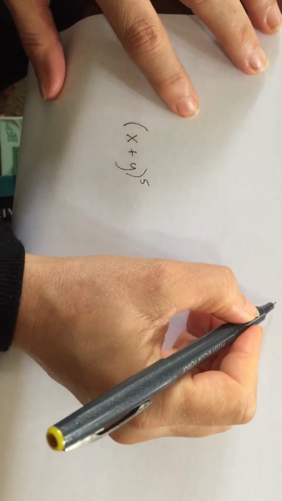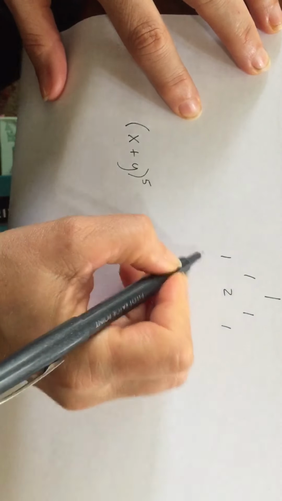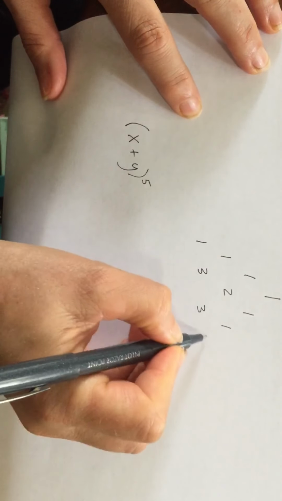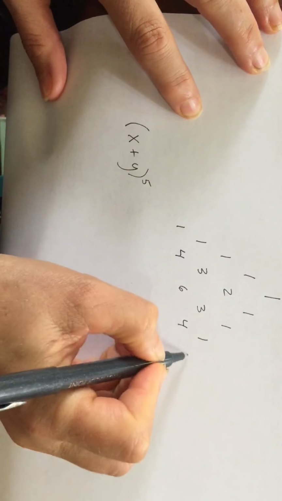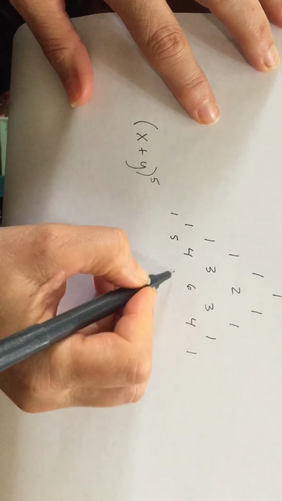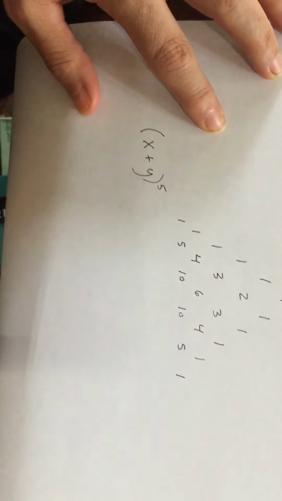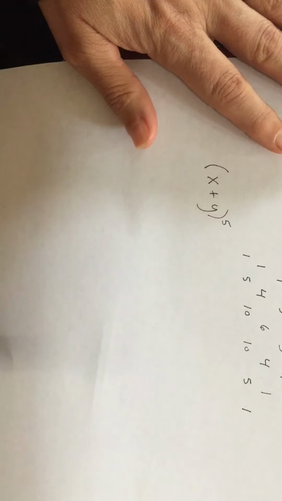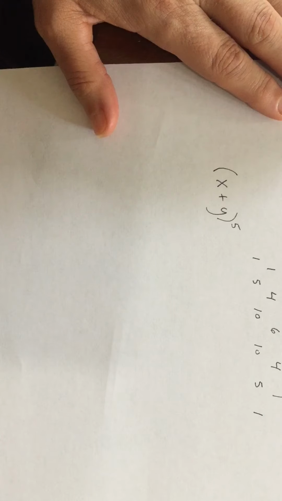The triangle is going to be 1, 1, 1, 1, 2, 1, 1, 3, 3, 1, 1, 4, 6, 4, 1, and then the last one you're going to get is 1, 5, 10, 10, 5, 1. So that last row of 1, 5, 10, 10, 5, 1 are going to be the coefficients that you're going to use in expanding x plus y to the fifth.